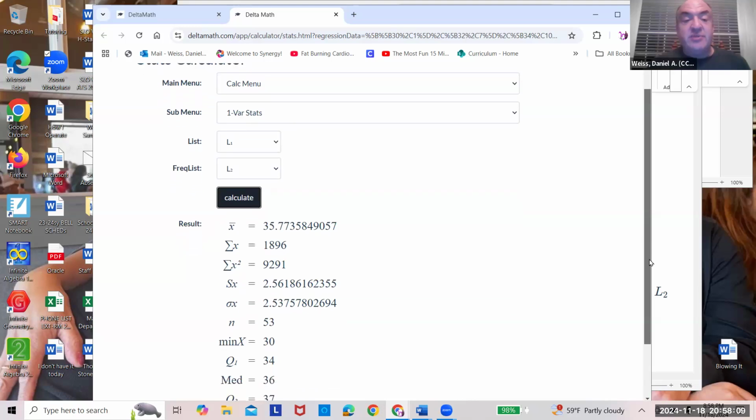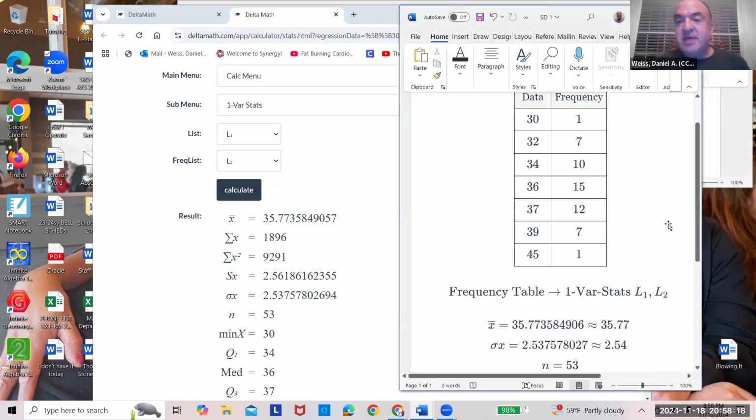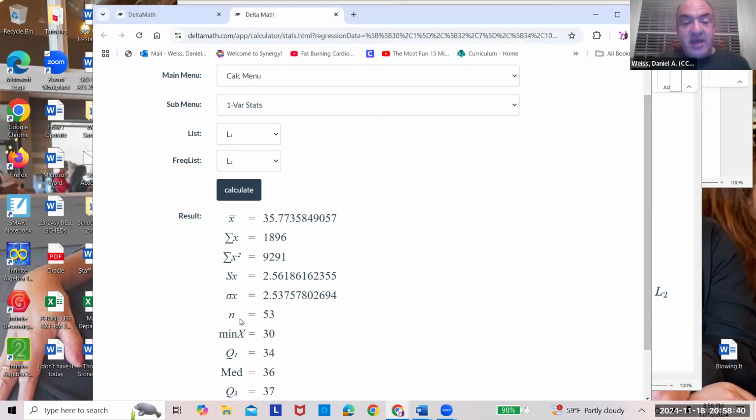Now, for these problems, you're going to need X bar, the mean. This is the mean of the data. The mean of the data means you take all of these numbers, you take 1 30, you take 7 32s, 10 34s, 15 36s, 12 37s, 7 39s, and 1 45. You add them all together and you divide by how many there are. And by the way, look, it tells you that n is 53. So you would divide by 53. But you don't have to do that because it calculates it for you. Okay. So you have this, the mean is 35.77.